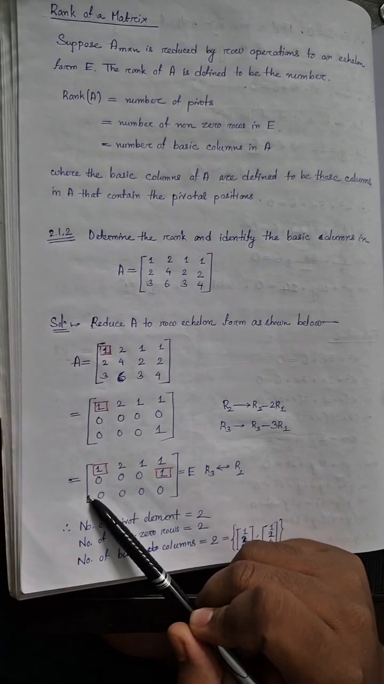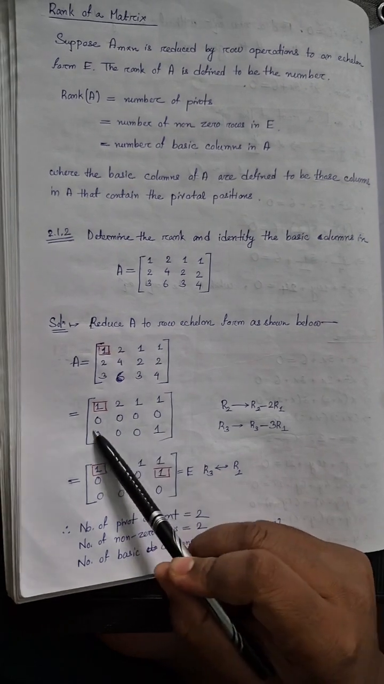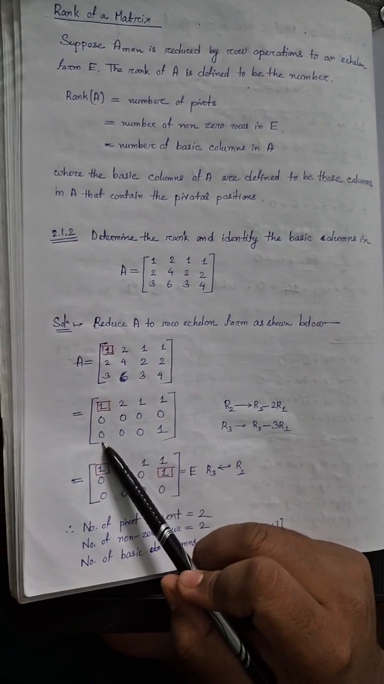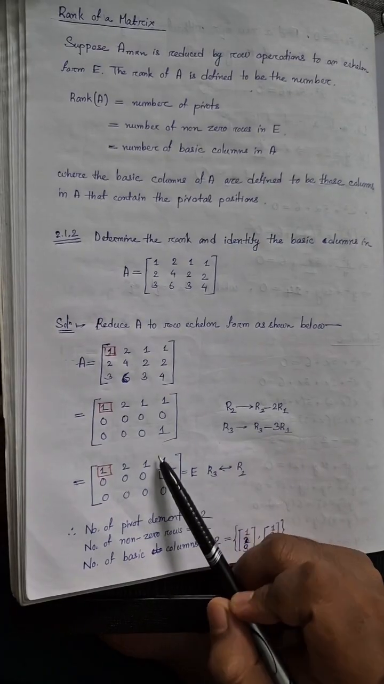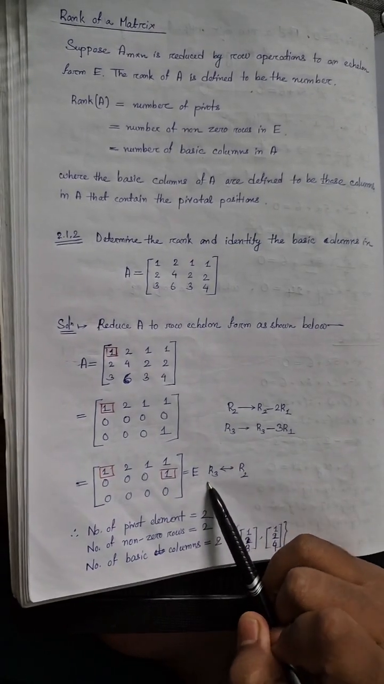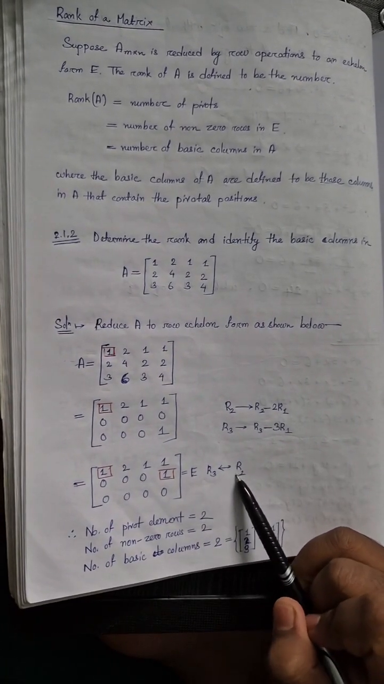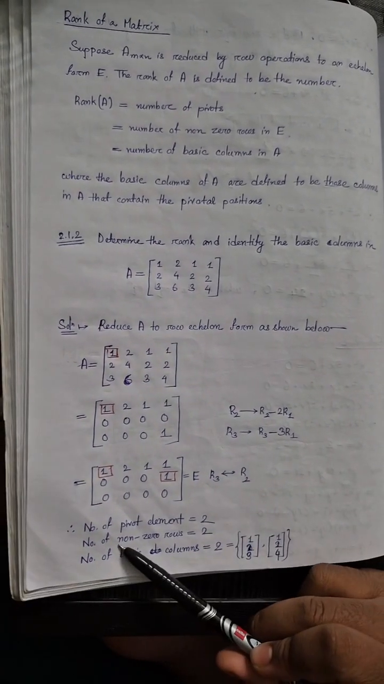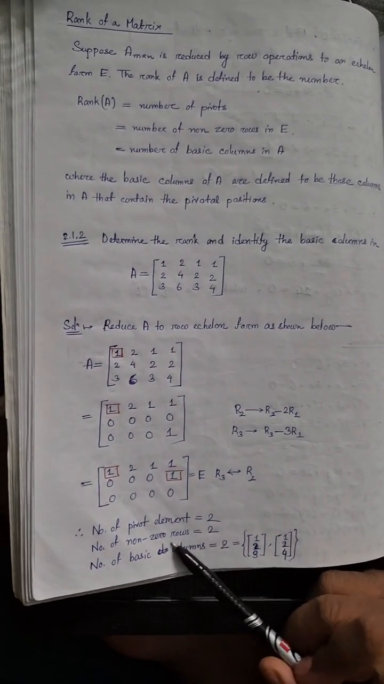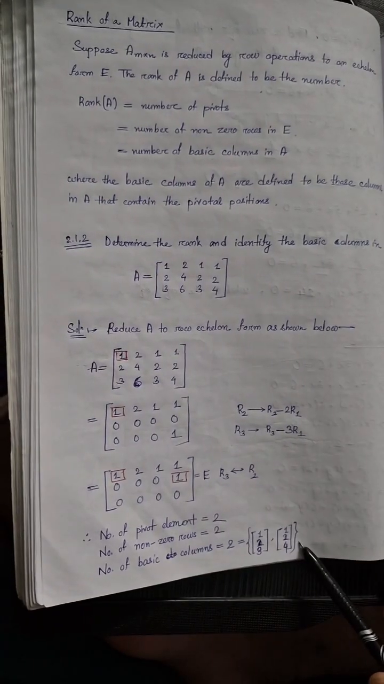Here we can see in the next row we have no pivot element, and then in the third row we get 1 as a pivot element. So I have interchanged the R3 and R2 positions, and hence we got 2 pivot elements. So the non-zero rows will be 2, and hence the basic columns will be these, and the rank will also be 2.